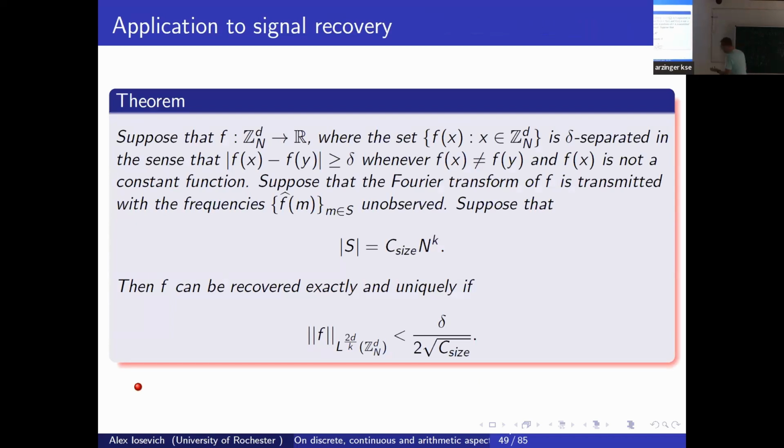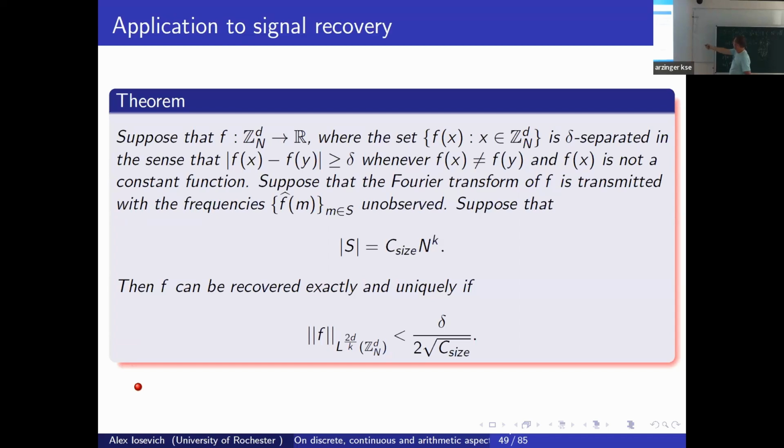Because what I told you is a true story. I really just sat down one day, and it was only a few days ago, and I wanted to try to build a connection between the spectral synthesis problems and signal recovery. Now, usually, when one tries to play that game, it doesn't work. But this time, it worked. So here's the result.